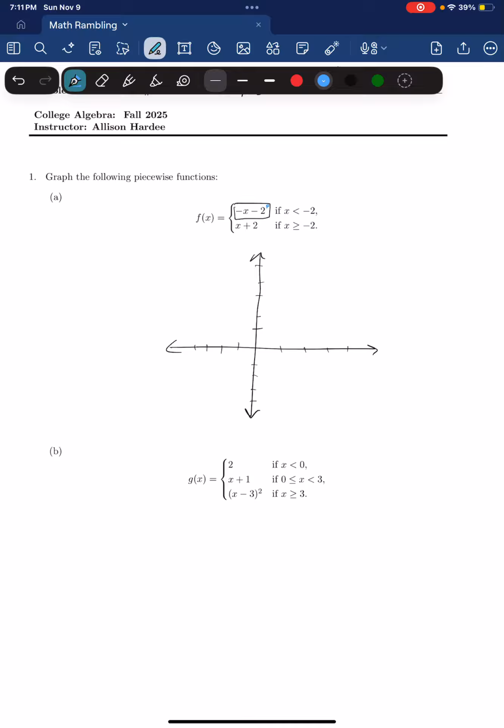All right, so -x minus 2, what does that look like? Well, this is our y-intercept, -2. And then our slope is -1, so down 1 over 1. So this is what our line looks like for that one. Let's see if I can draw a better line there. That looks slightly better.